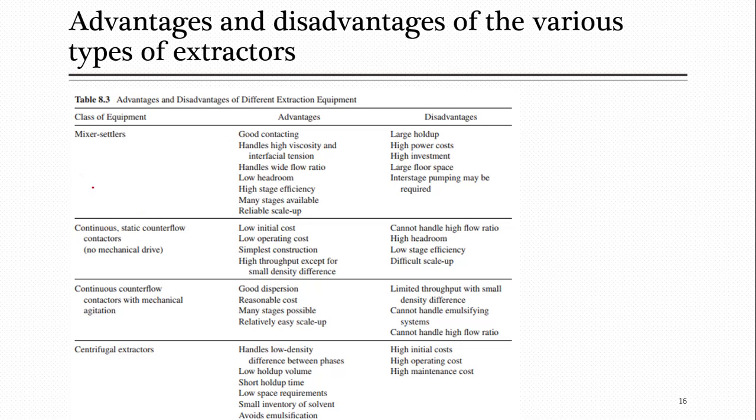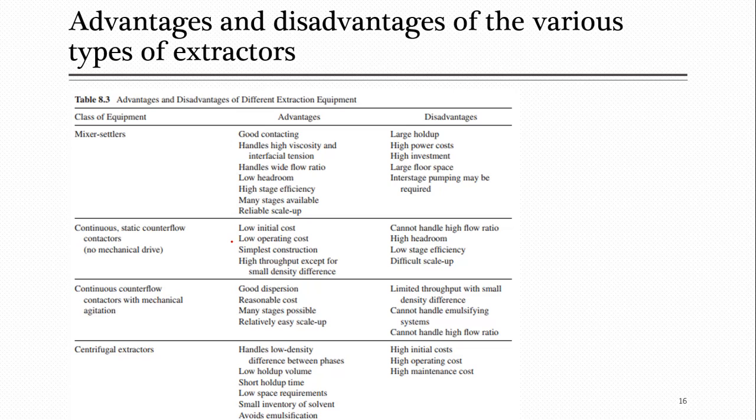And then we saw yesterday there were continuous static columns. If you remember, they were spray, packed, and sieve tray types. By the way, as compared to each other, they have a low initial cost. You might think columns cost too much, but as compared to each other, they have a low initial cost, whereas the mixer settler has high investment, so its cost is definitely higher compared to these columns.